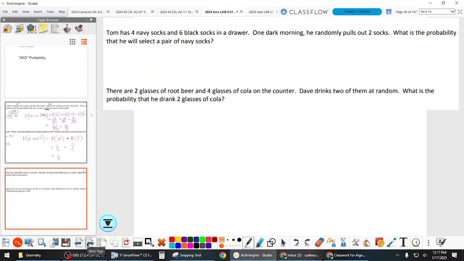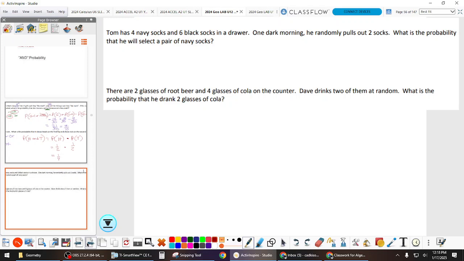All right, I want you to read these with me. I'm not going to say do them. Well, I might do the second one, actually. Tom has 4 navy socks and 6 black socks in a drawer. Does anybody put their socks in a drawer without matching them? Yeah, okay. Bailey has 4. One dark morning, he randomly pulls out 2 socks. What is the probability that he will select a pair of navy socks?